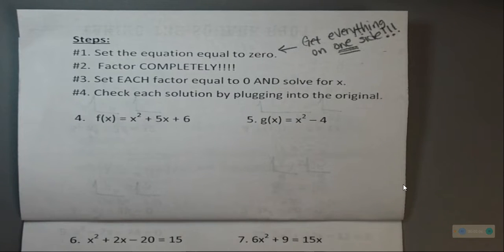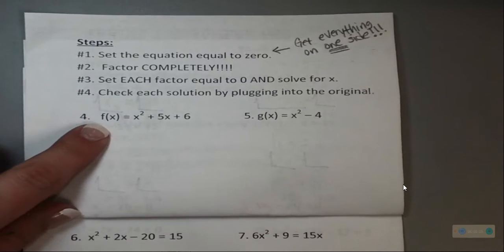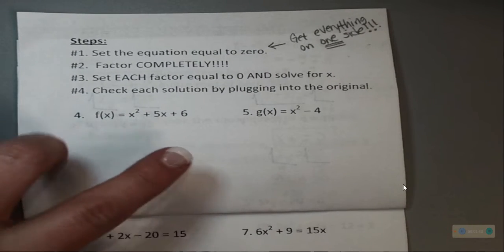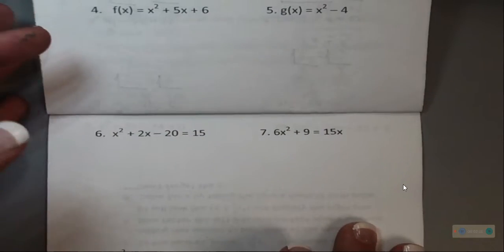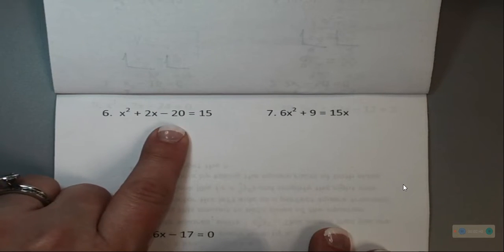Now, step number 2 is you're going to factor completely with the parentheses, just like we have done for weeks now. Then you're going to set each factor equal to 0 and solve for x. And you could check your solution by plugging it into the original. Now, numbers 4 and 5, that's f of x equals x squared plus 5x plus 6. There's nothing to get equal to 0. Everything's together. When I say get everything on one side, I'm talking about stuff like this. I got a 15 that would need to move, okay?